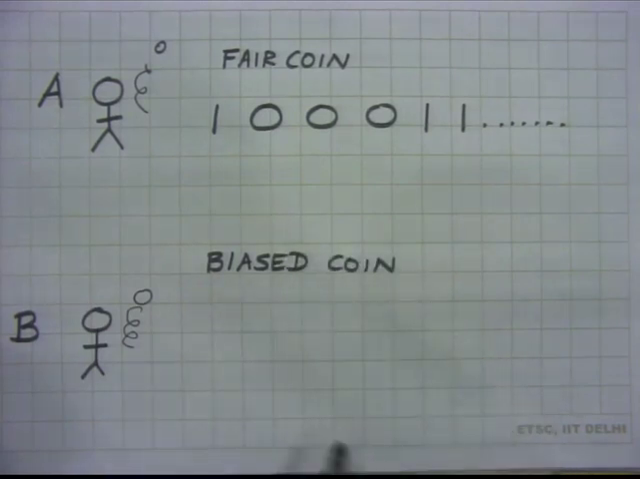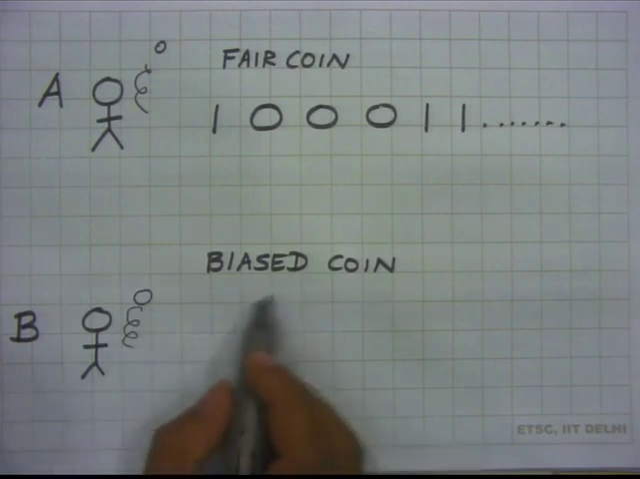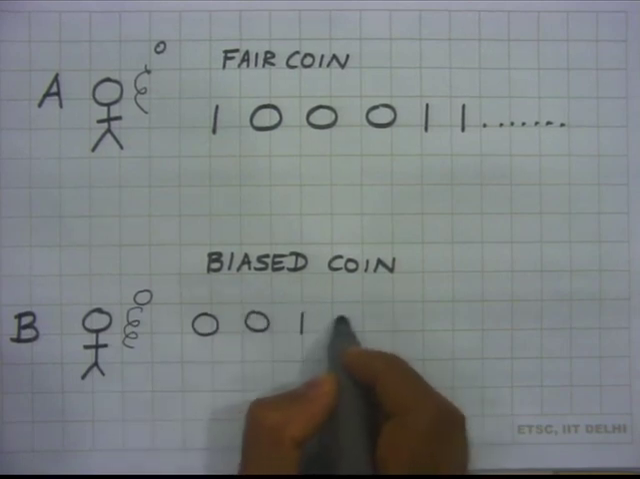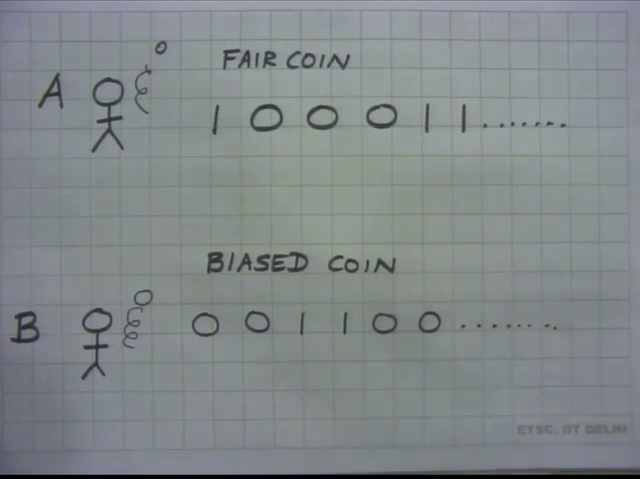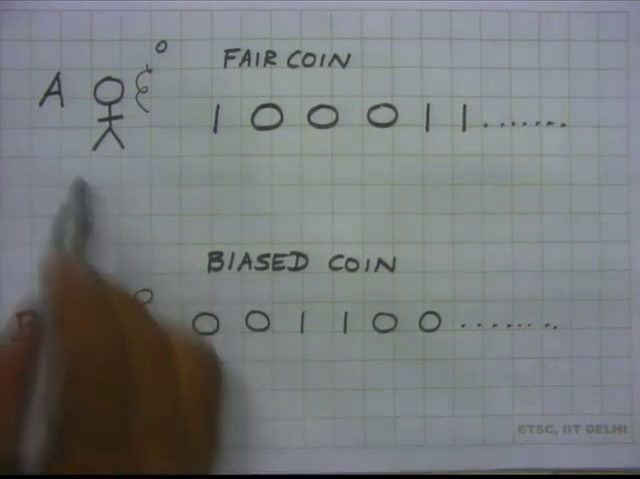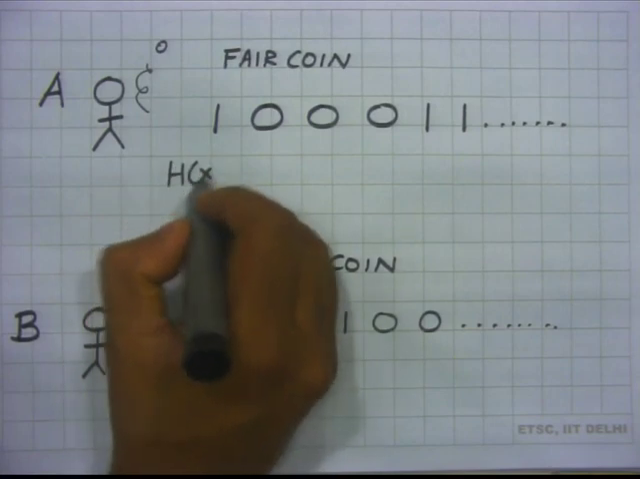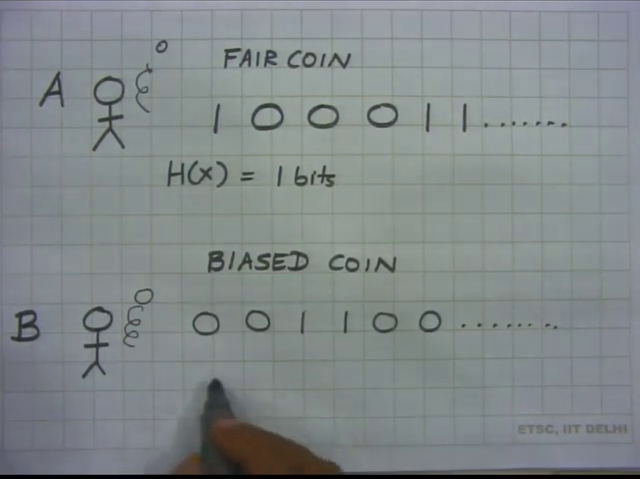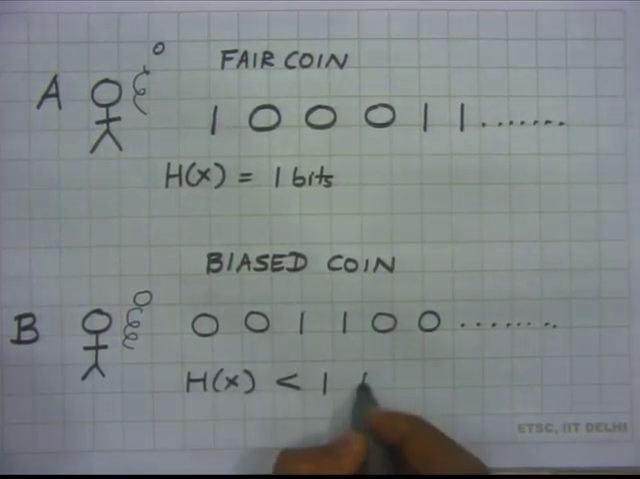But his working definition is the same. He tosses the coin once every second and spits out 1, 0, 0, 1 randomly. Now, if you see source A, the H(X) is 1 bit, whereas in this case H(X) is less than 1.